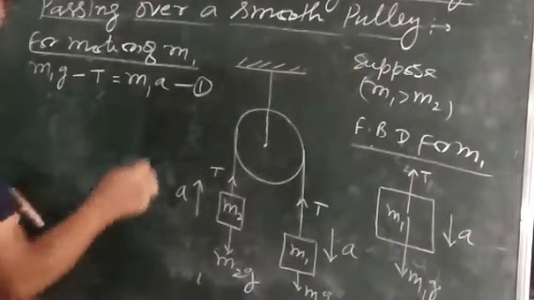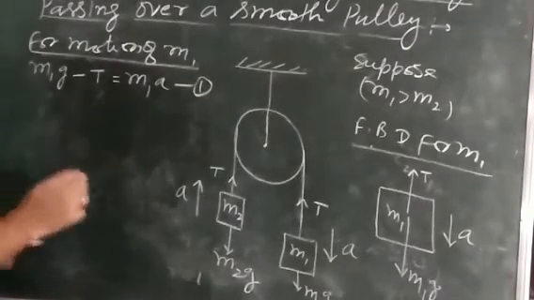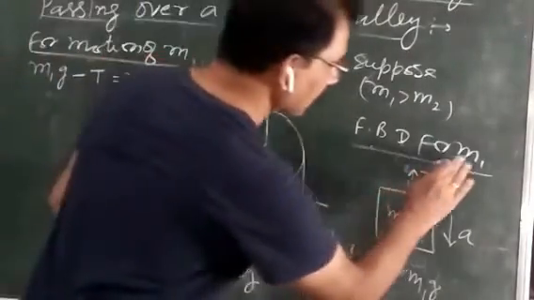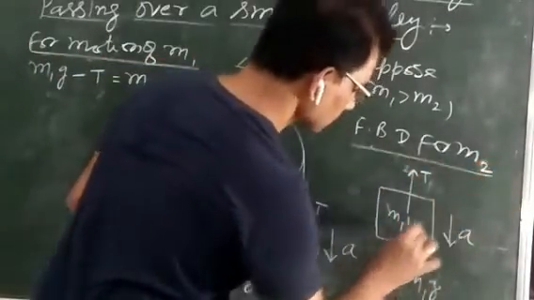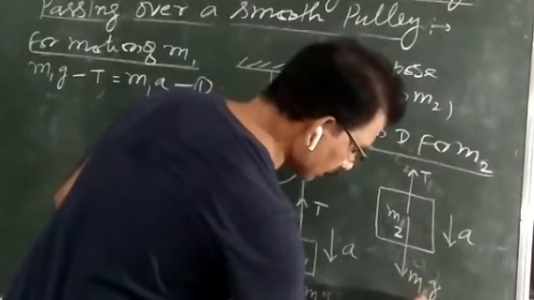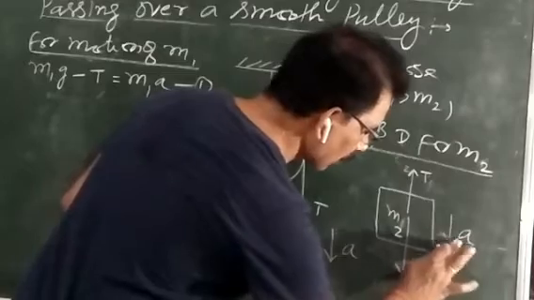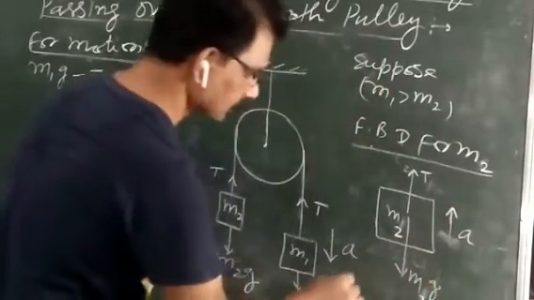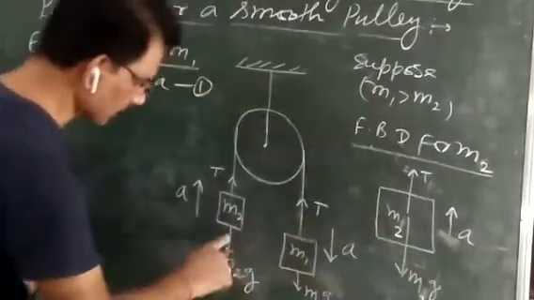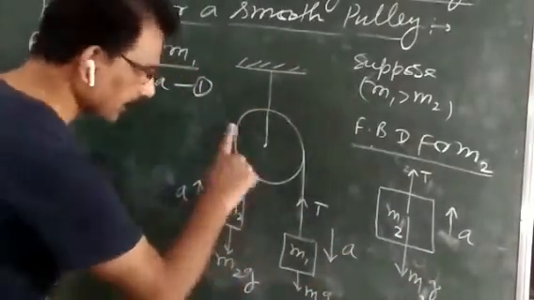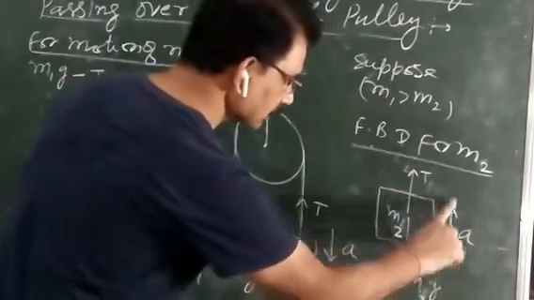Similarly, when you draw the free body diagram for the mass M2, now you consider free body diagram for M2. So suppose this one is M2. Here you will take this one is M2g. Now acceleration is acting upward, M2g, and this one is tension. Now you see M2g, tension T upward, and acceleration is A.